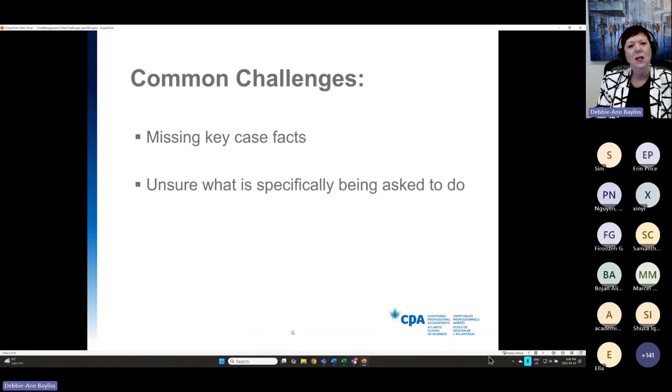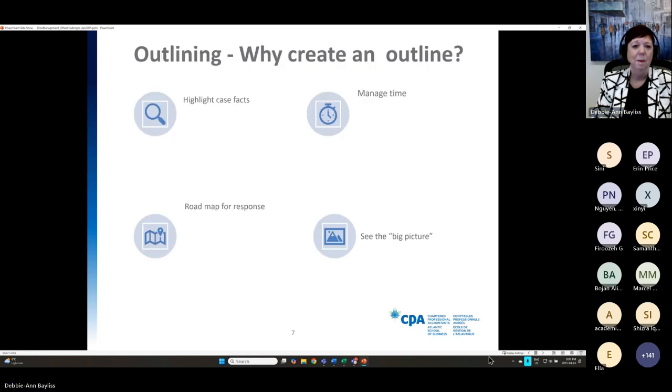So let's talk about the common challenges. These are things that the Board of Examiners consistently sees when it comes to weak candidates and weak responses. Missing key case facts. Candidates seem to be unsure of what they're being specifically asked to do. Therefore, they end up doing unnecessary analysis.